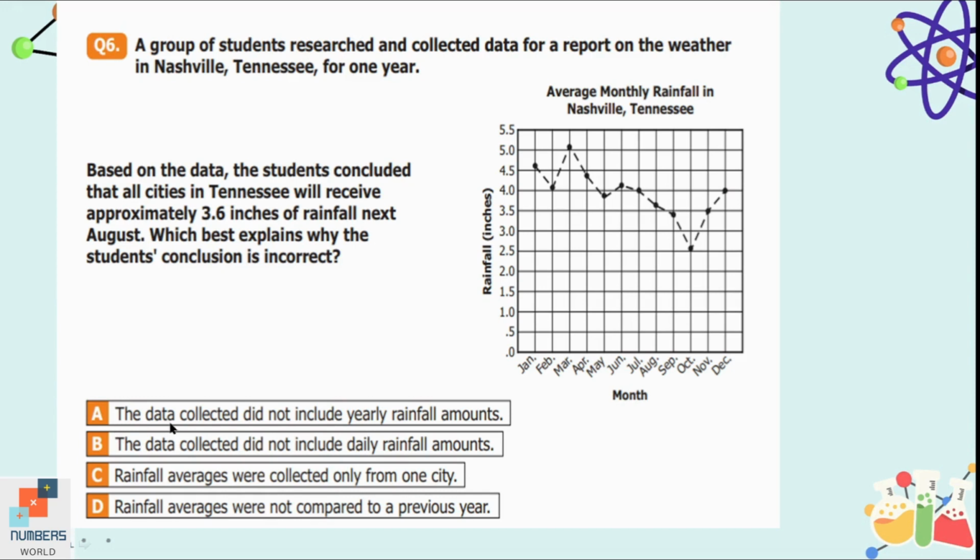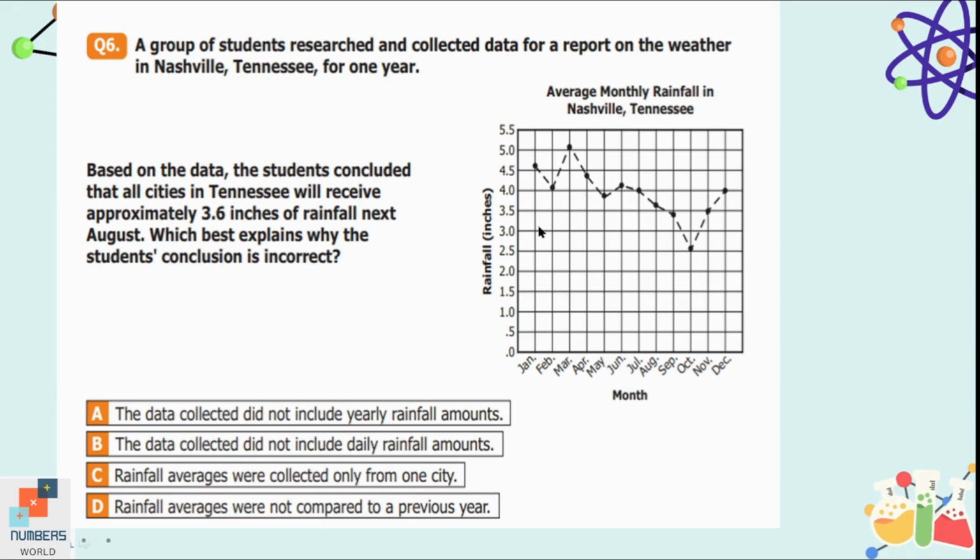Option A is the data collected did not include yearly rainfall amounts. Option B is the data collected did not include daily rainfall amounts. Option C is rainfall averages were collected only from one city. And the last option is rainfall averages were not compared to the previous year.